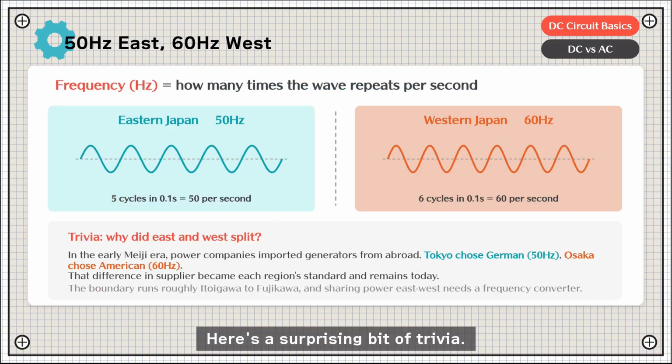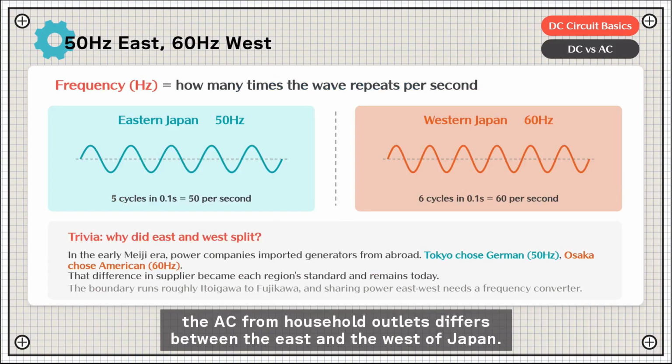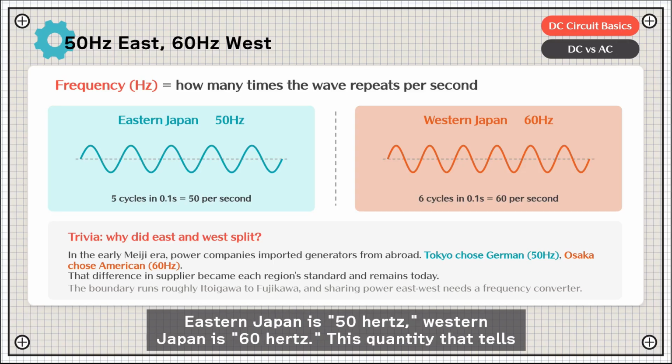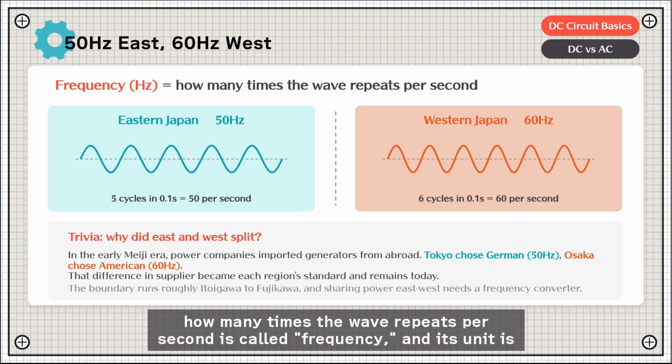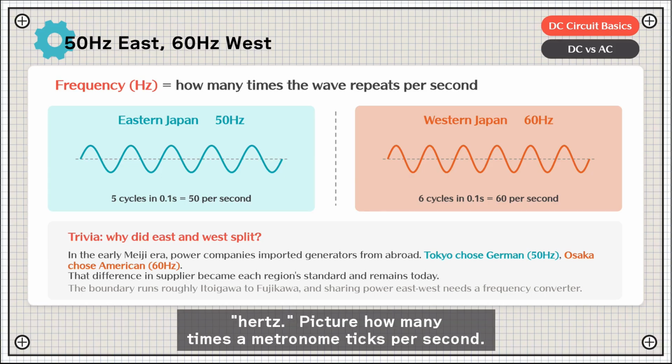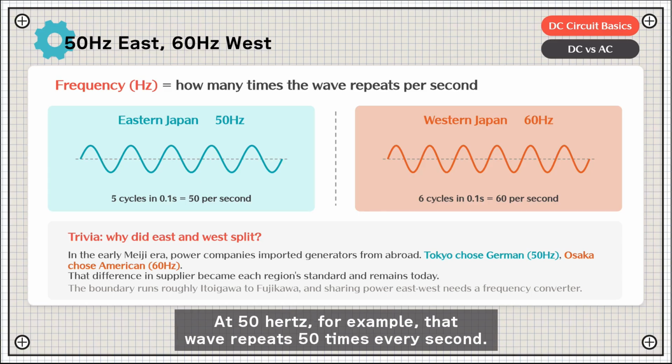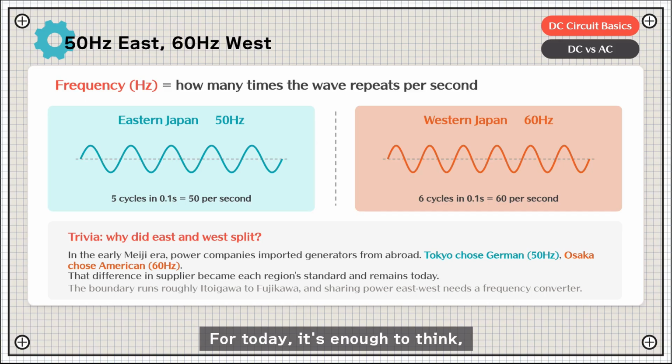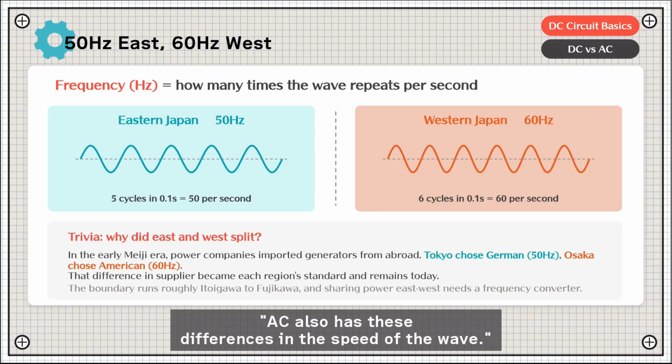Here's a surprising bit of trivia. Actually, the AC from household outlets differs between the east and the west of Japan. Eastern Japan is 50 Hz, Western Japan is 60 Hz. This quantity that tells how many times the wave repeats per second is called frequency, and its unit is Hz. Picture how many times a metronome ticks per second. At 50 Hz, for example, that wave repeats 50 times every second. For today, it's enough to think AC also has these differences in the speed of the wave.